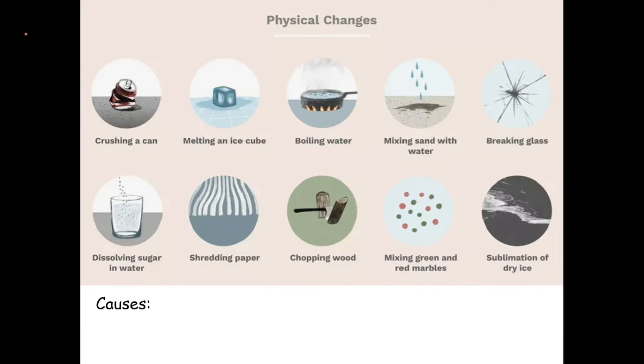So I want you to look at these examples. These are examples of physical change. For instance, crushing a can: solid turning into some kind of solid. So there's no specific physical change happening between different forms, but I want you to understand that it's the same chemical property. I believe a can is mostly aluminum. Melting an ice cube, solid turning into liquid.